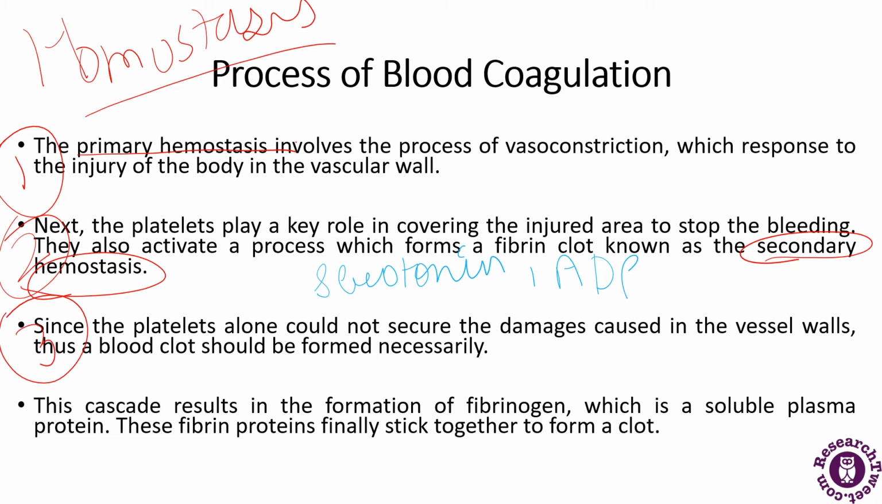Now about the third step. Since the platelets could not cover the damage caused to the vessel walls, a blood clot must be formed. The formation of blood clots depends on several clotting factors which activate each other in the clotting cascade. This cascade results in the formation of fibrin from fibrinogen, a soluble plasma protein, and the fibrin proteins finally stick together to form the clot. In this way, the process of clotting takes place.